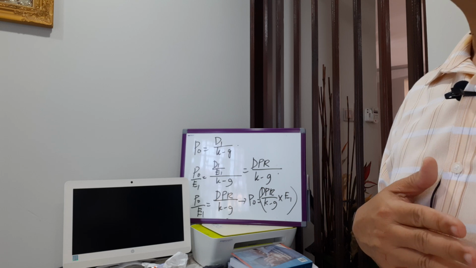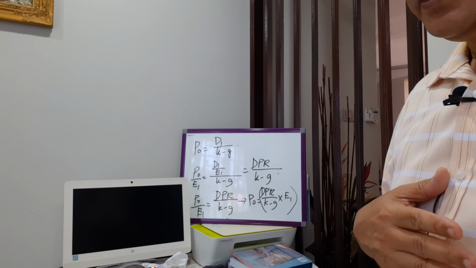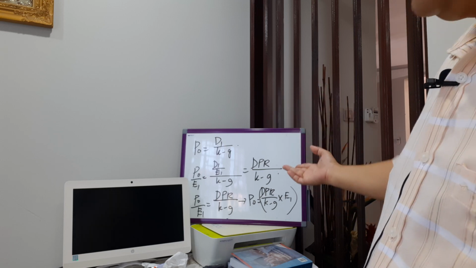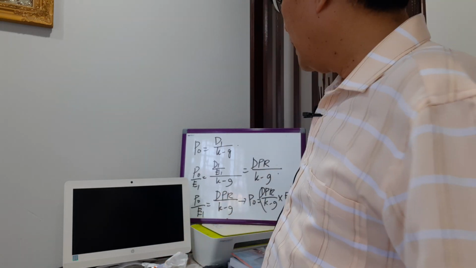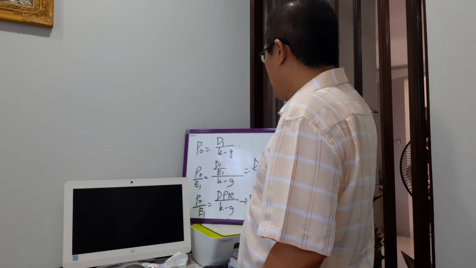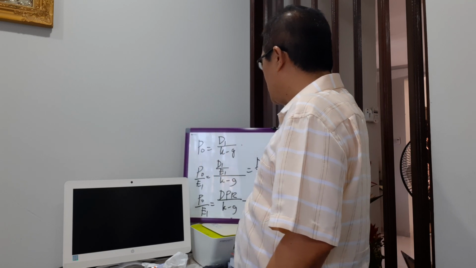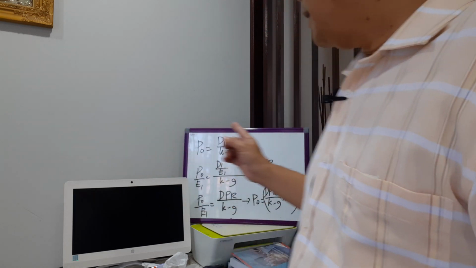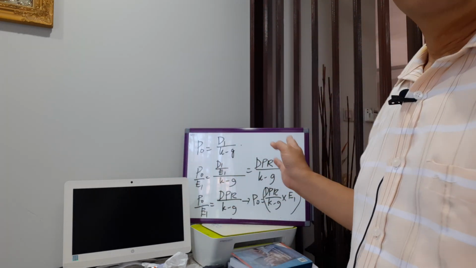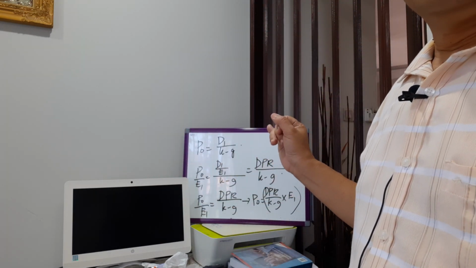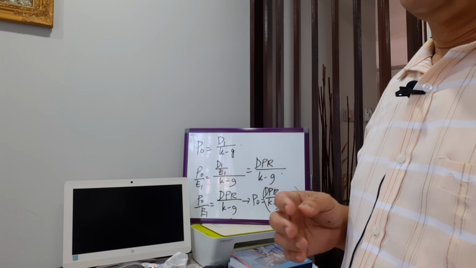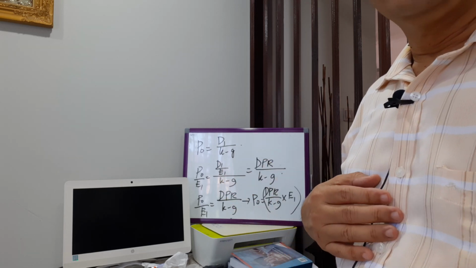So when we discuss past semester questions, we will go into details. But this technique of calculating the intrinsic value of the stock, remember, intrinsic value of the stock is always P0. So this technique of calculating the intrinsic value of the stock is called the relative valuation technique, or it's also called the PE ratio technique.